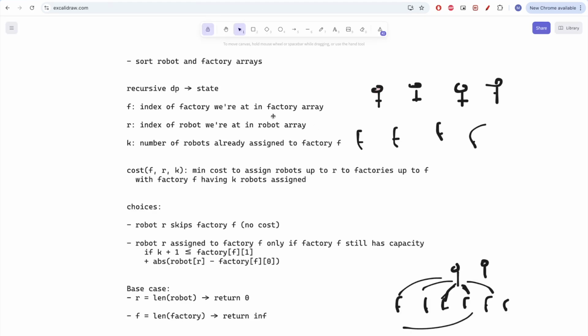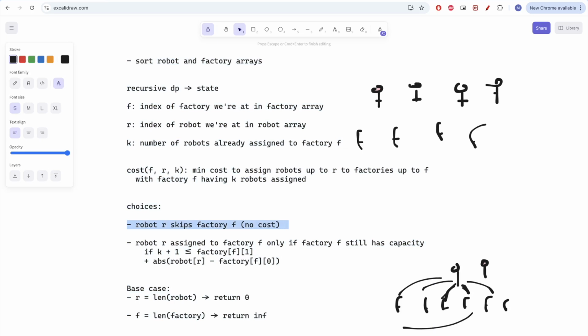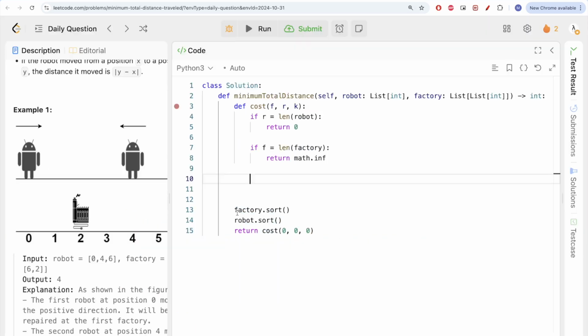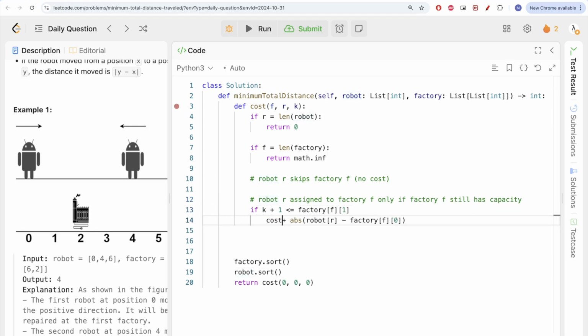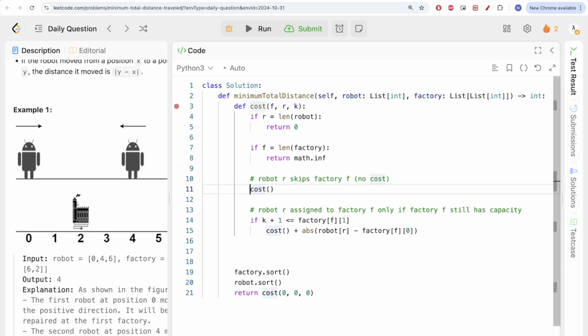Now we need to do the two choices that we have here, which we said, so we just need to turn this into code. So the robot skips or the robot gets assigned. That's one of these two. So this is only if this is a valid solution. So we need to go to the next state, same thing here. Next state is basically, for this one, because we skipped the current factory, we need to go to f+1. And then we stay in the current robot because this current robot has not been assigned yet. Now for the next factory, we haven't assigned any robots, so the value here needs to be 0.